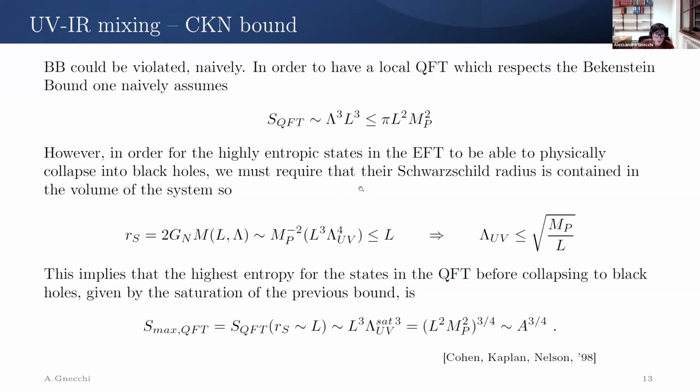And moreover, in order for this to happen, that the states become black holes, then these states need to be in a volume that is at least as big as their Schwarzschild radius. And so in addition to this bound, we also assume that the Schwarzschild radius is smaller than L, the characteristic length or the UV IR cutoff. And this requirement gives us a bound, explicitly a relation between the UV cutoff and the IR cutoff. And notice that this bound makes sense because we have introduced the Planck mass in the game. So we've introduced gravity.